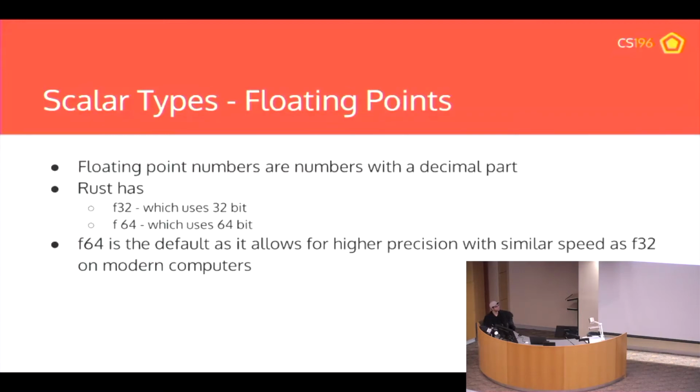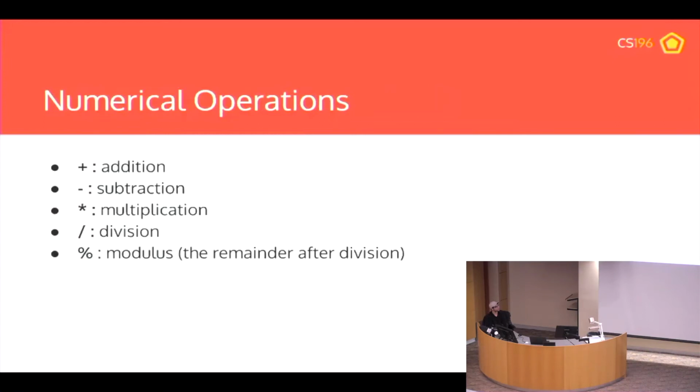We also have floating point numbers. Floating points are numbers with a decimal part. And Rust has 2 ways to declare a floating point number. You can do F32 or F64. F64 is the default in Rust, and that means you get 64 bits to represent that number. So here are numerical operations, pretty basic stuff that you use in other languages. One new one to you might be the modulus operator. Modulus is essentially the remainder after you do division. So if you do 5 mod 3, the remainder is 2, so you'll get 2 back.